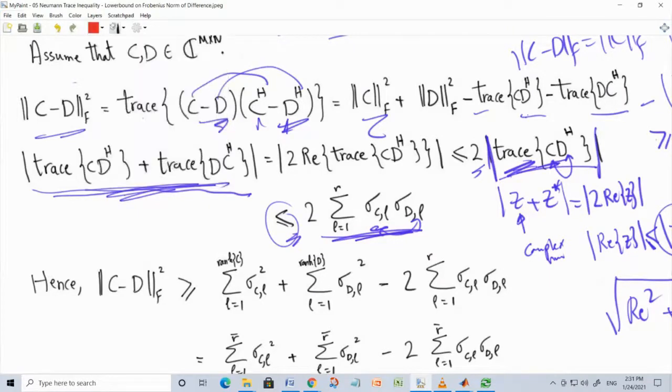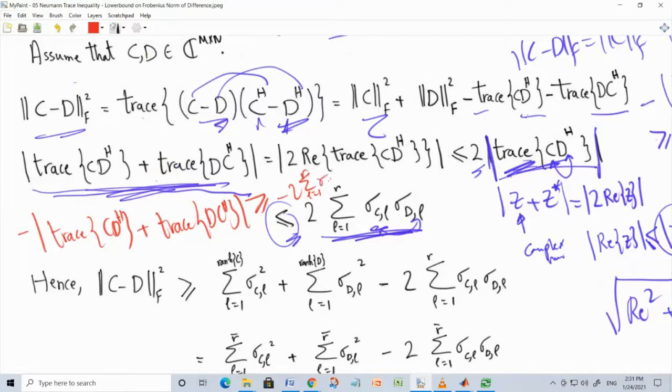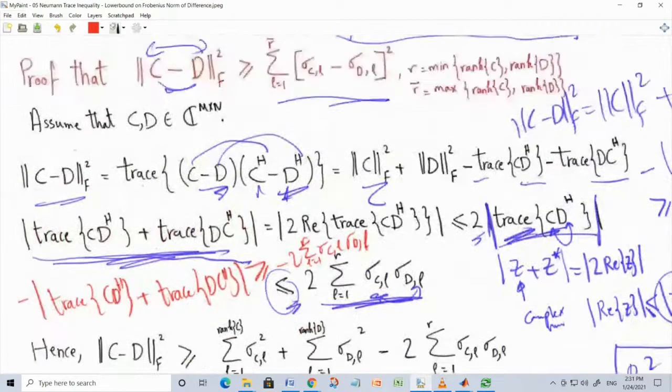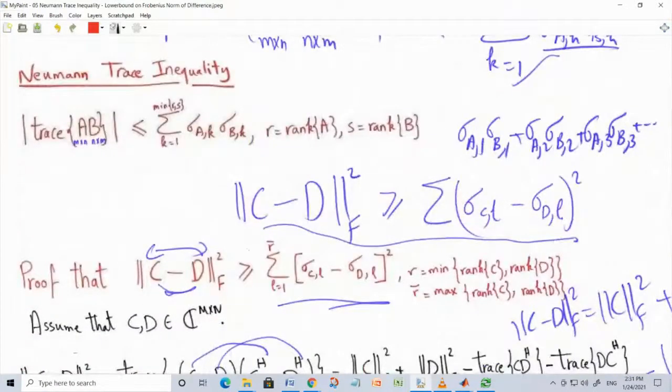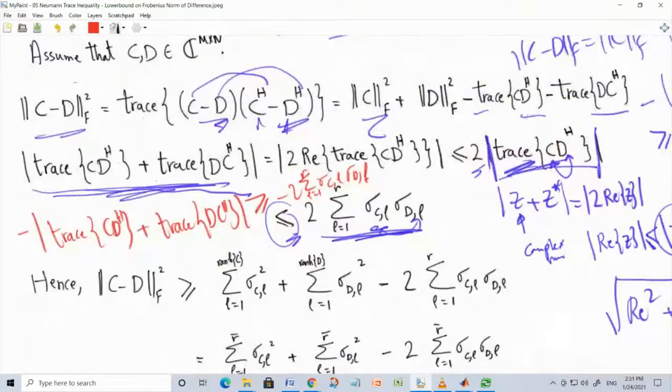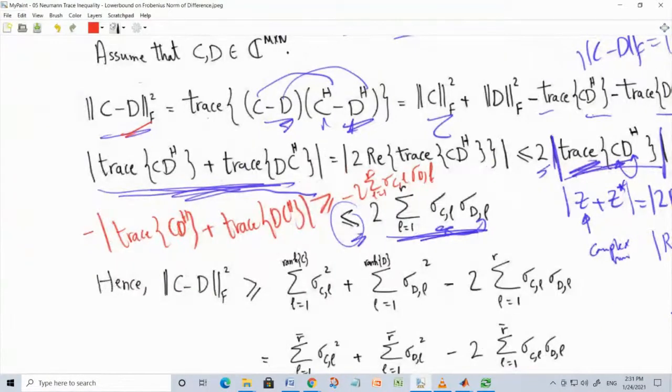So let's put it in another color. If this is less than or equal to that, then it means that minus trace C D Hermitian minus trace D C Hermitian is greater than or equal to -2 times the sum over l from 1 to r of sigma C l times sigma D l. So we have a lower bound now. The von Neumann trace inequality gave us an upper bound on this magnitude, but this magnitude appears with a minus sign in the expansion of the square of the Frobenius norm of C minus D. And so now we have a lower bound.